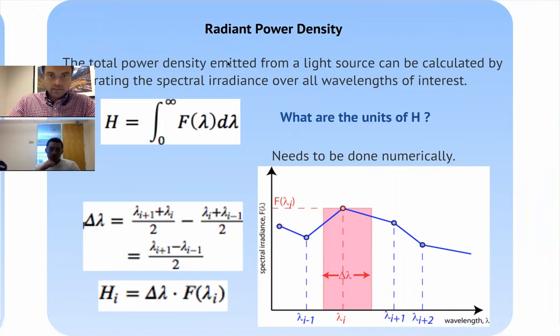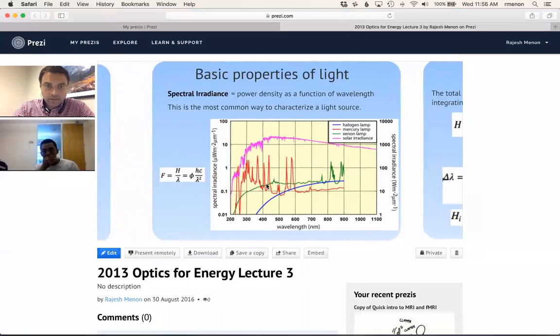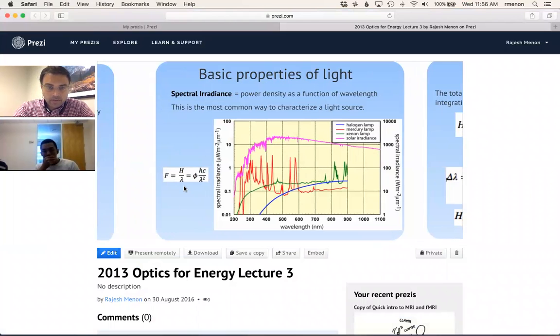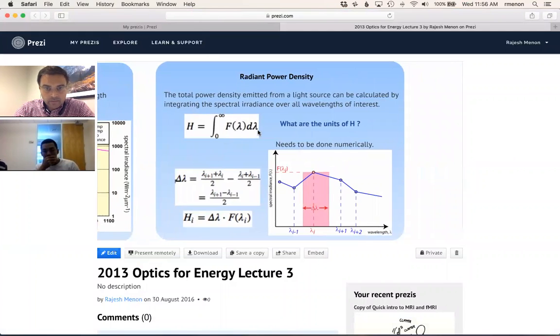It's the total power density emitted from a light source, and it can be calculated by integrating the spectral irradiance over all the wavelengths of interest. So H is simply the integral of the spectral irradiance over all the wavelengths from 0 to infinity. Okay. Now, let's ask what are the units of H. I want you guys to think about that for a second. Previously we said F is H over lambda, or phi hc over lambda squared, and H is the integral of F d lambda. So what are the units of H?